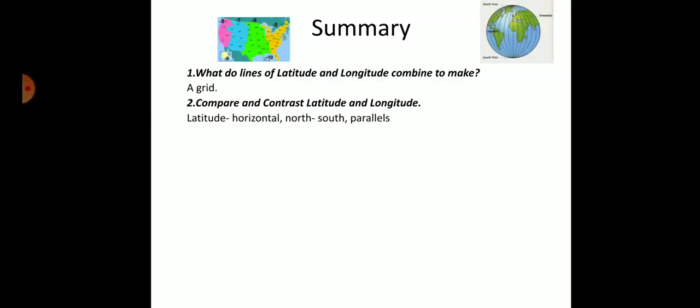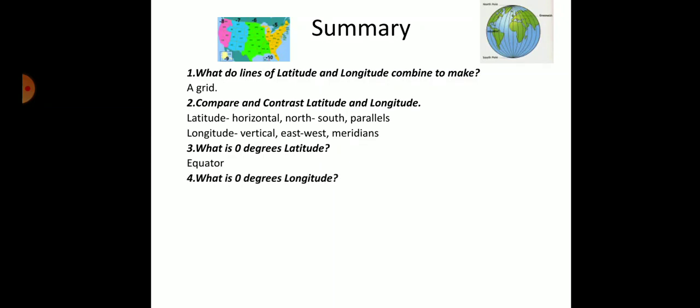Okay. Latitude is horizontal, north to south, and it's parallels. And for longitude, it is vertical, east to west, and it's meridians. Correct. Next one. What is 0 degrees latitude? What do you call that? It's equator, correct.